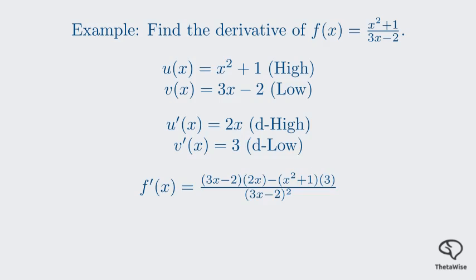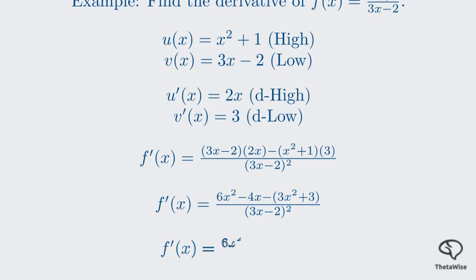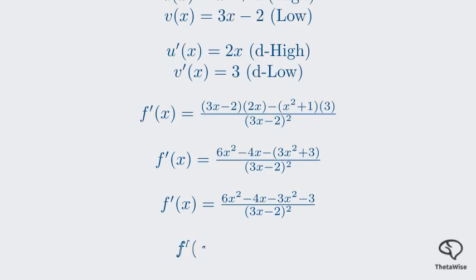Finally, simplify the numerator. We usually leave the denominator in its squared form. Expanding the numerator, we get 6x squared minus 4x minus the quantity 3x squared plus 3. Distributing the negative sign, we get 6x squared minus 4x minus 3x squared minus 3. Combining like terms, the numerator simplifies to 3x squared minus 4x minus 3. So the final derivative is 3x squared minus 4x minus 3, all over the quantity 3x minus 2 squared.